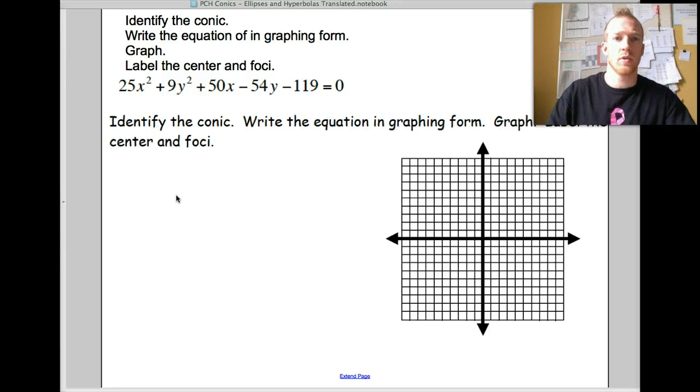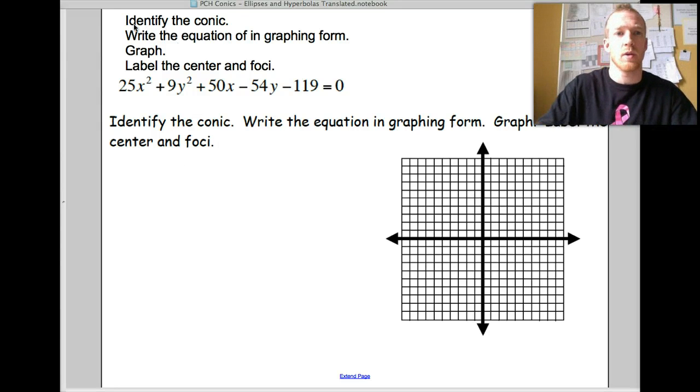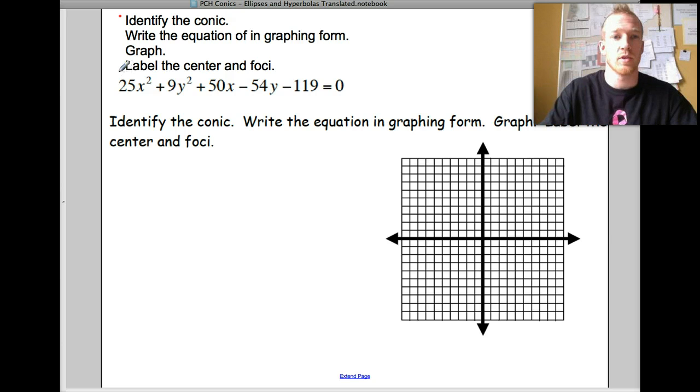Alright guys, so now we're going to try and put it all together. We're going to have to first identify what kind of conic this is. Then we're going to write the equation in graph form. Then graph it and label the center and foci.